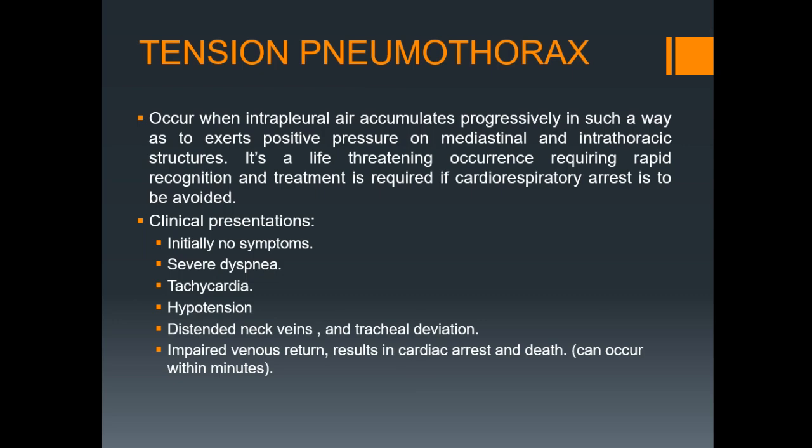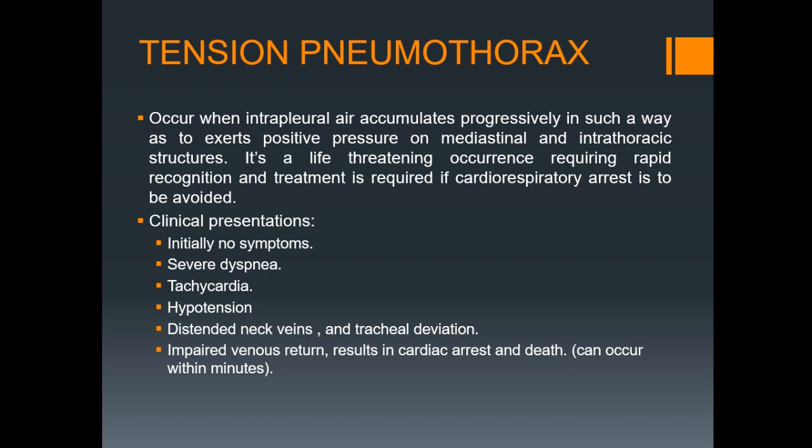This is a tension pneumothorax. It occurs when there is progressive accumulation of air inside, and it leads to deviation of the mediastinum to the other side. And when this deviation of the mediastinum to the other side happens, what will occur? Why do we consider this a top emergency? It should be dealt with in 5 to 7 minutes. Otherwise, it will lead to mortality.